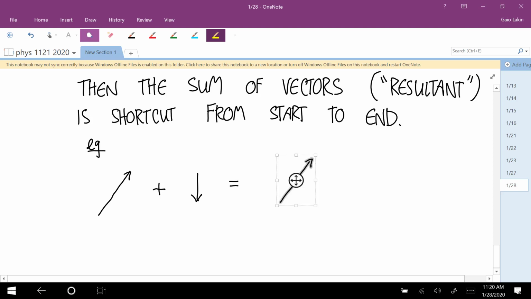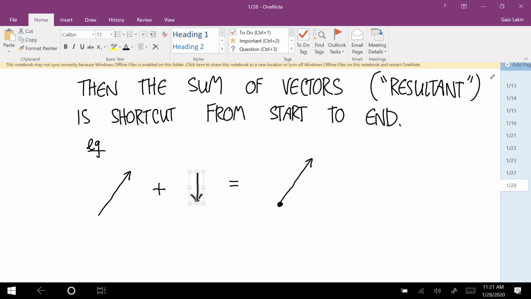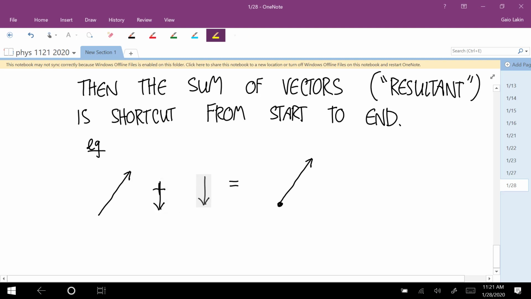Okay, so I'm going to choose some starting point. It doesn't matter where because vectors don't have location. And I'm going to start at that starting point, take one of those vectors as the first leg of this trip. Then where that one ends, I'm going to put the second one. Okay. So this is the start point. This is the end point. And so the resultant vector is just the shortcut from the start to the end.